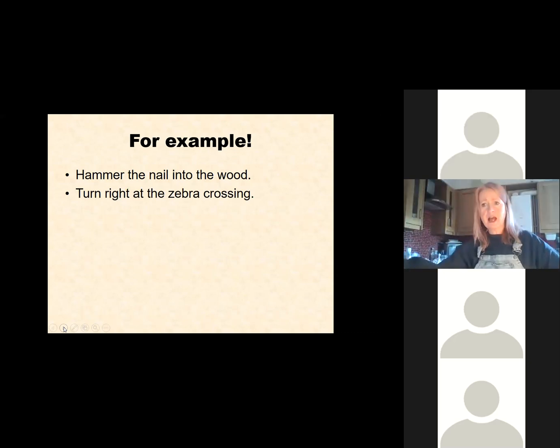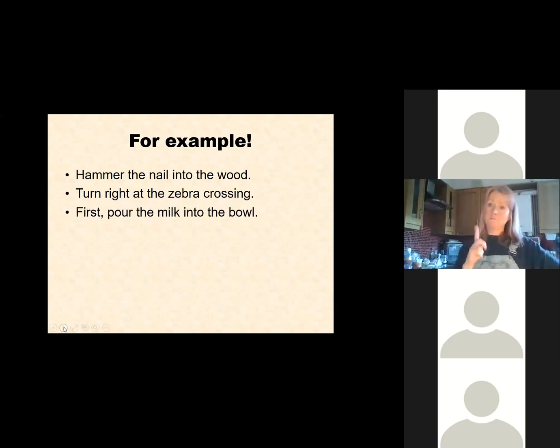Turn right at the zebra crossing. First, pour the milk into the bowl. Now you know what to do.